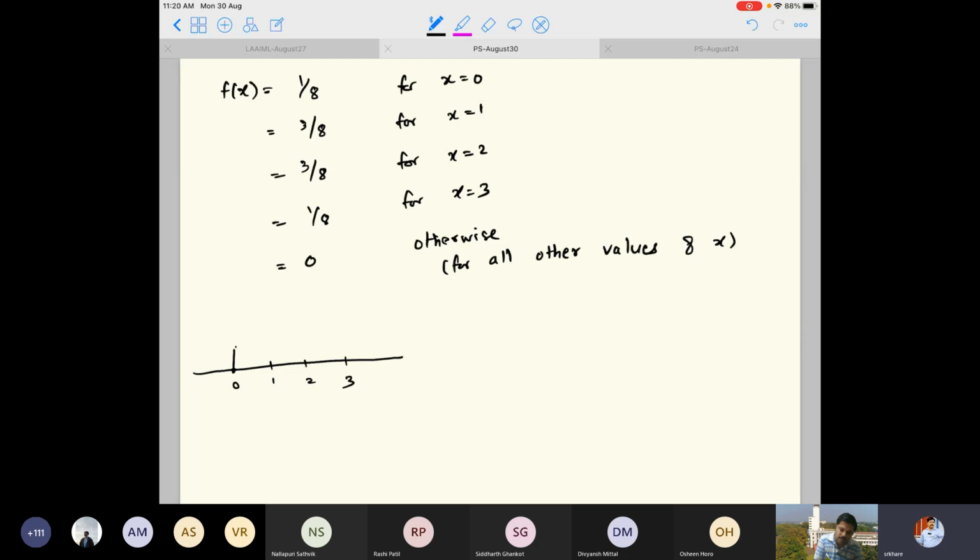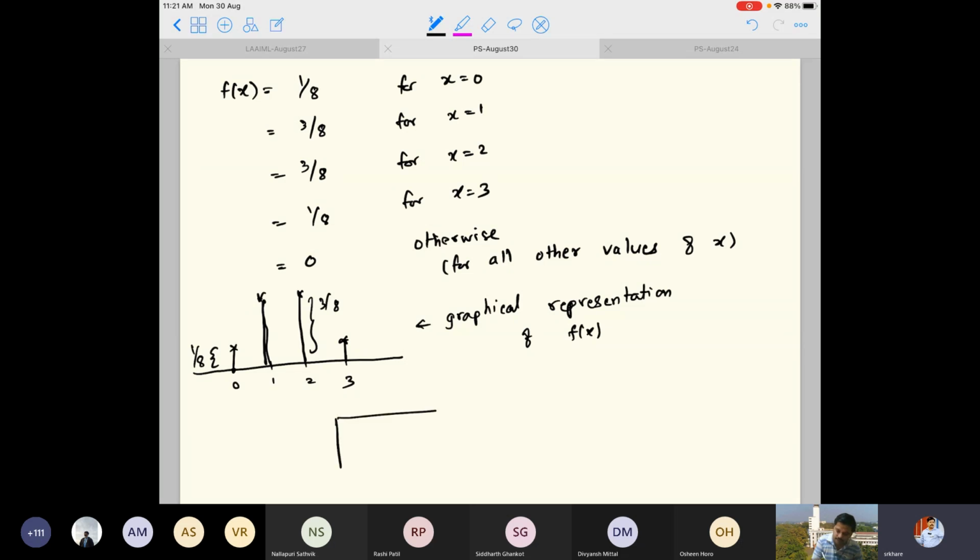So here you have 1 by 8, then this is 3 by 8, then this is also 3 by 8, and this is 1 by 8, right? So this height is 1 by 8, this height is 3 by 8, and these are the only jumps there, right? So this is a kind of graphical representation of f of x.